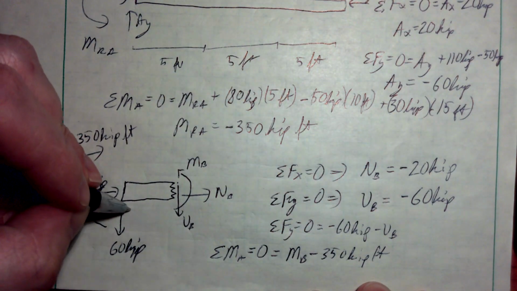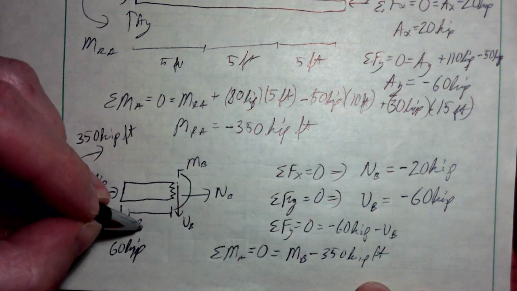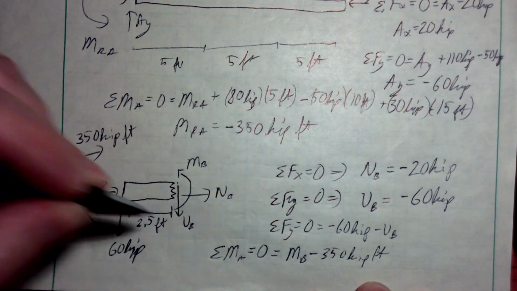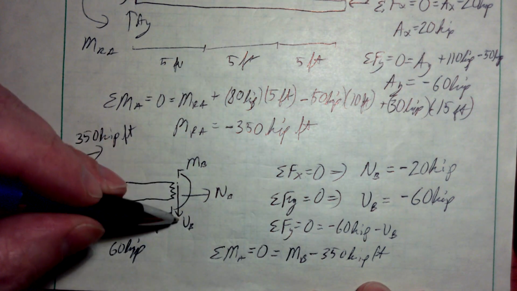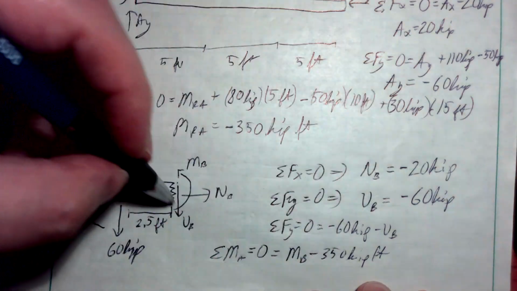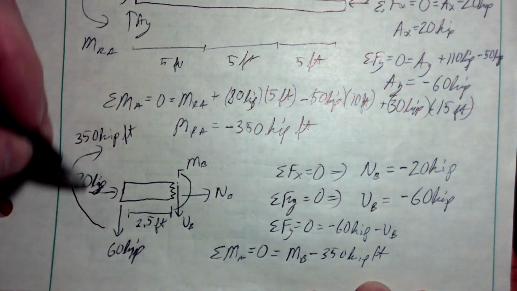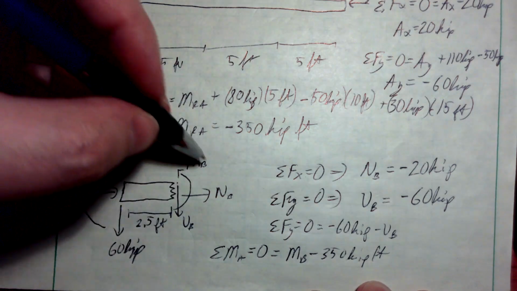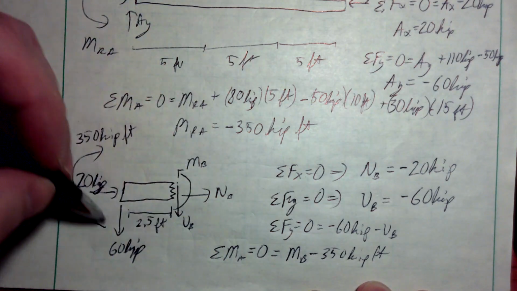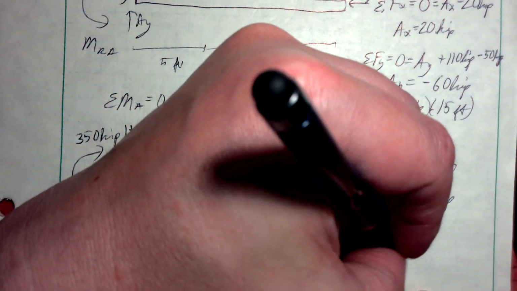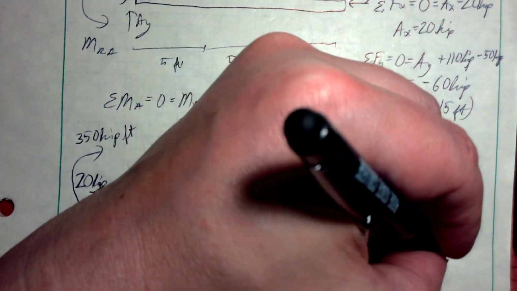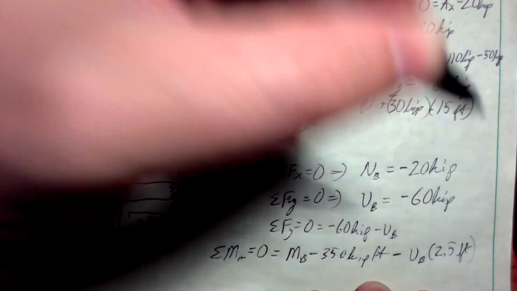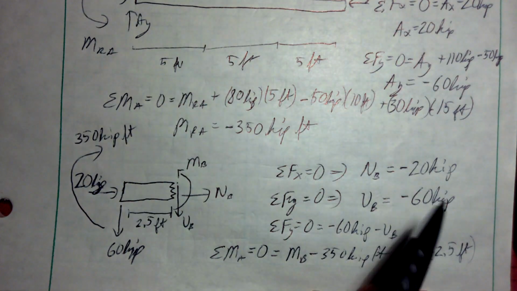And then what else do we have? Well, remember, I've got a moment arm here of 2.5 feet. If I'm taking moments about point A here, this shear is causing a bending moment as it's drawn in the clockwise or the negative direction. So minus the shear at point B times the distance of 2.5 feet. Notice this shear has a negative sign.